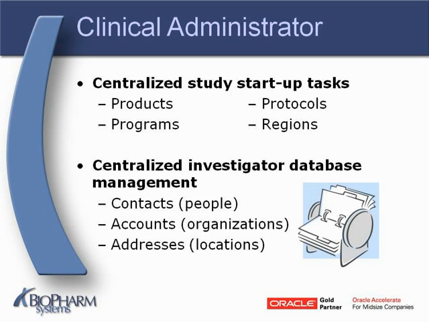Each one of these record types of contacts, accounts, and addresses is actually a separate record type within the system. And that's by design. So for example, if Dr. Smith and Dr. Jones both have the same main address and it's at the clinic where they share that address, the address itself is only in the system once. And it's associated to each of those two investigators and the account, which is the clinic, that all share that address.